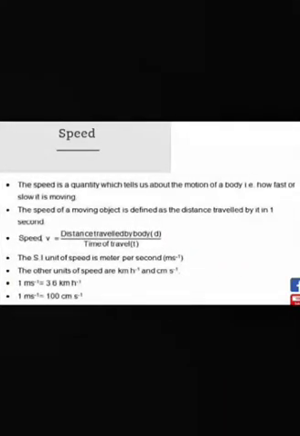Then about the speed. Speed is the distance covered by the body in unit time. Unit is meter per second. The SI unit is kilometer per hour. Then we solve a few numericals based on the formula which we have studied.